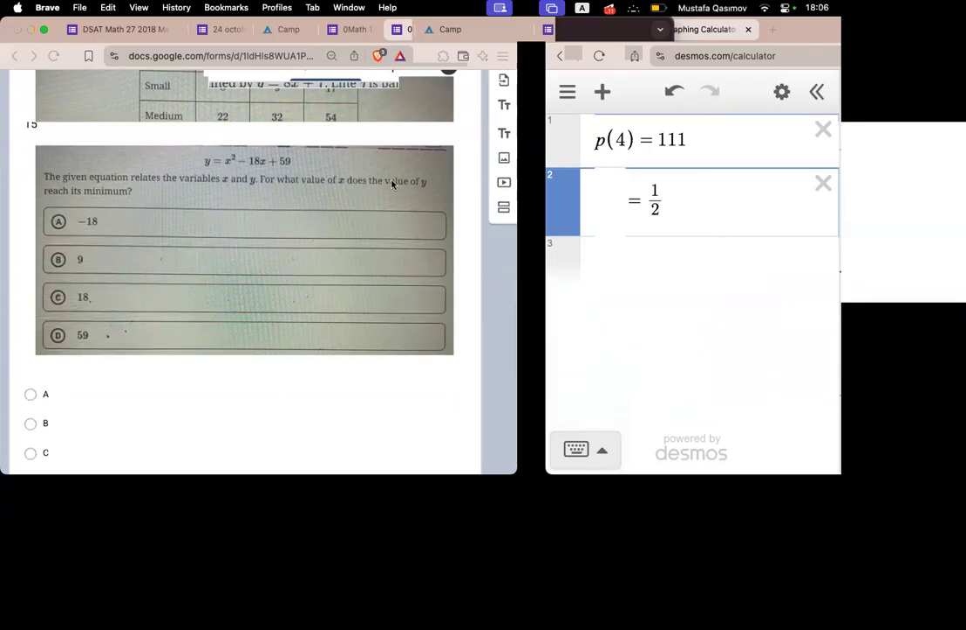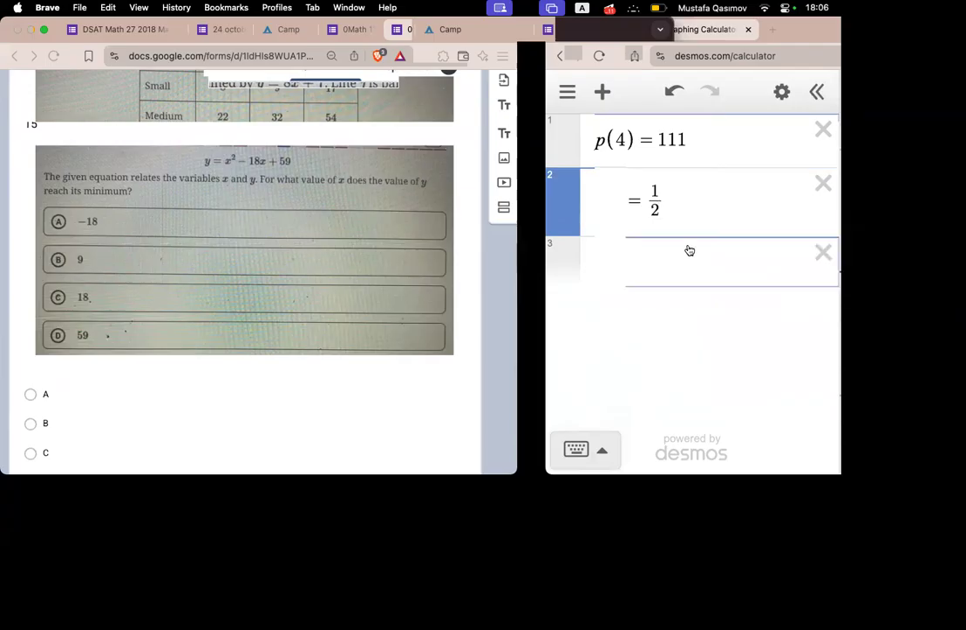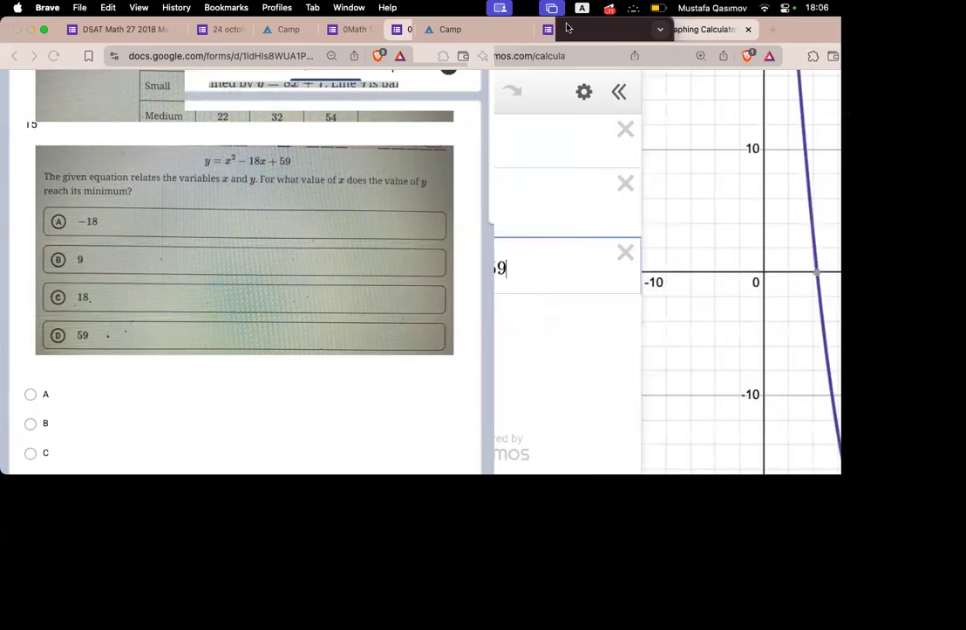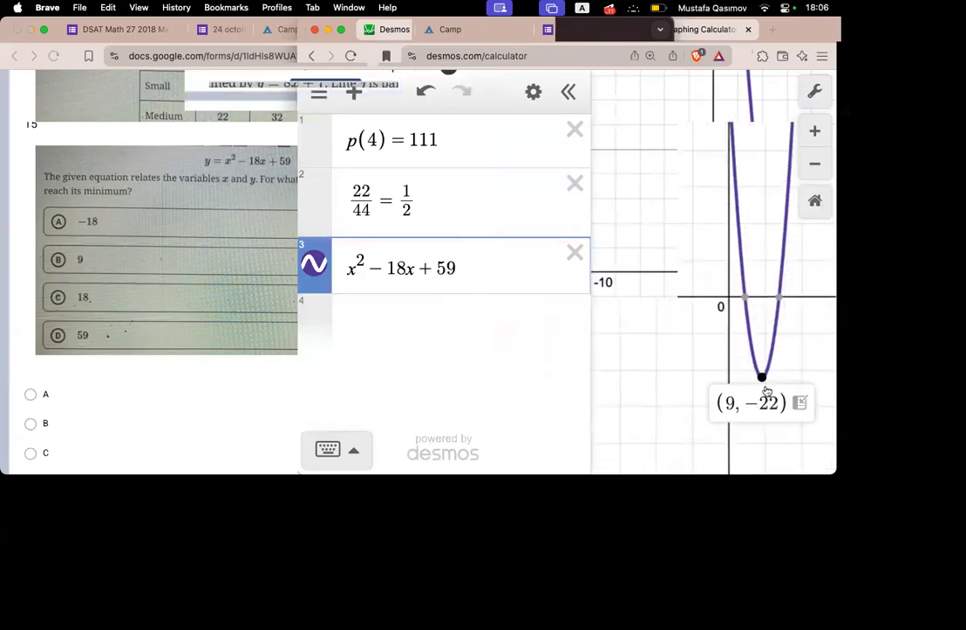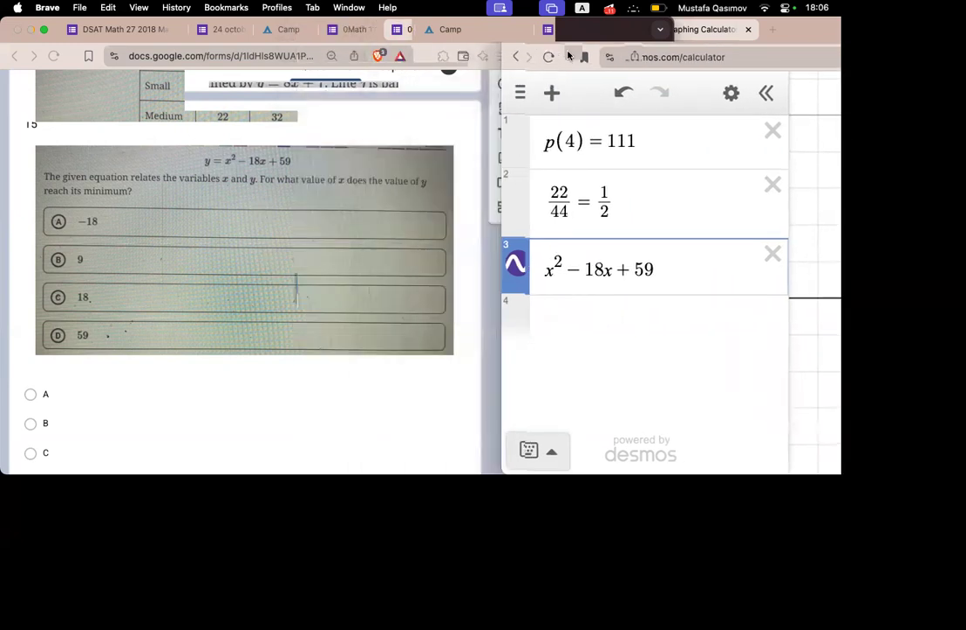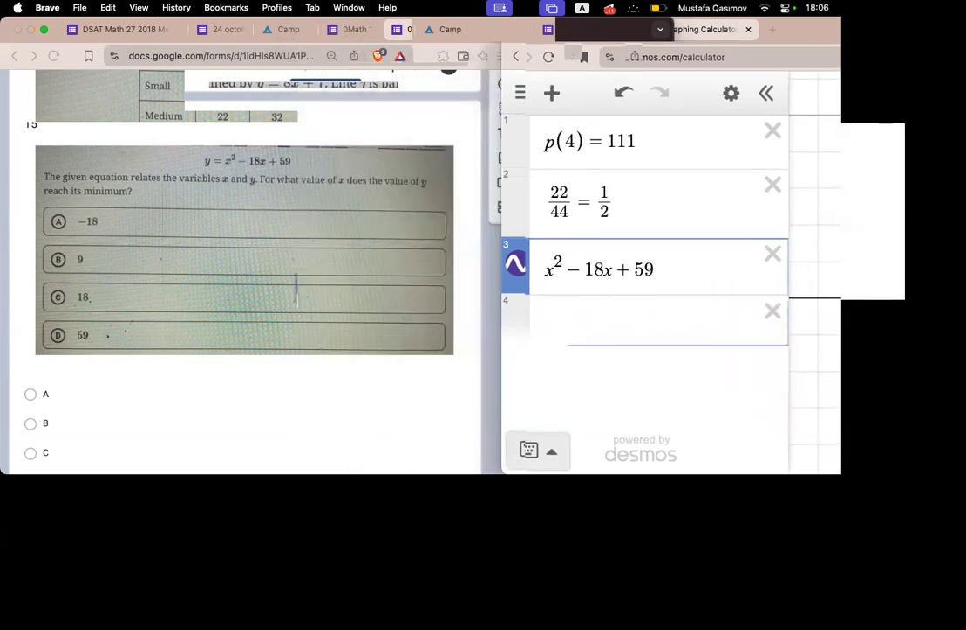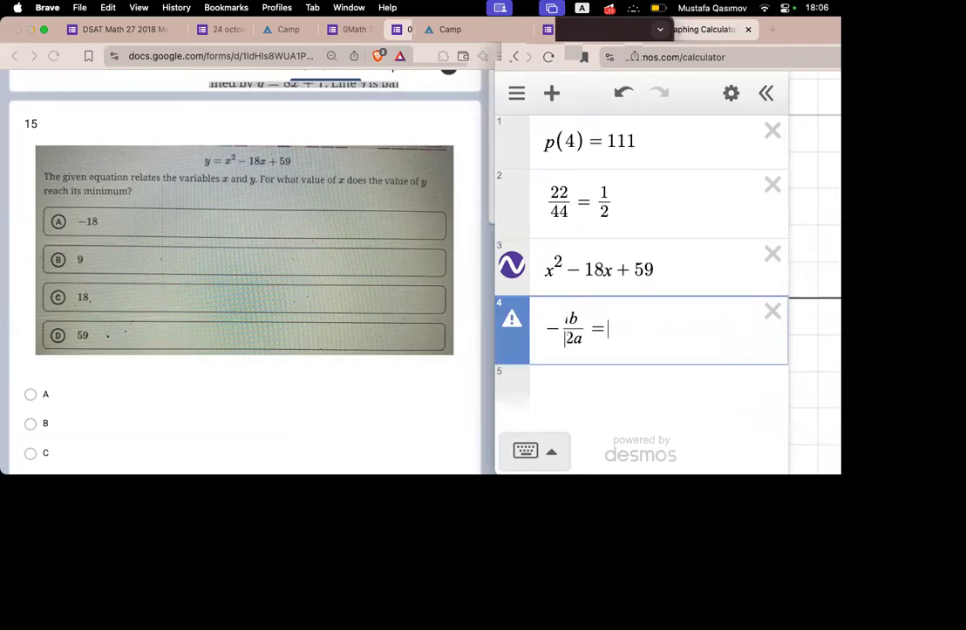For what value of x does y reach its minimum? You can write it in decimals and find its minimum value from here. So what's the minimum value? It is this point, right? And it says what's the value of x? So x is 9. Answer is 9. And also you can find it like that, negative b over 2a. It is equal to negative b, negative 18 over 2a, and it's equal to 9. B.